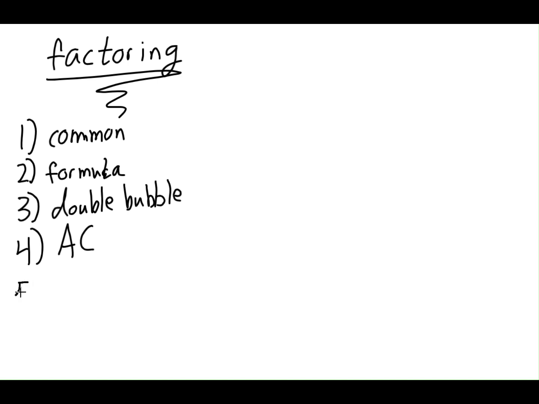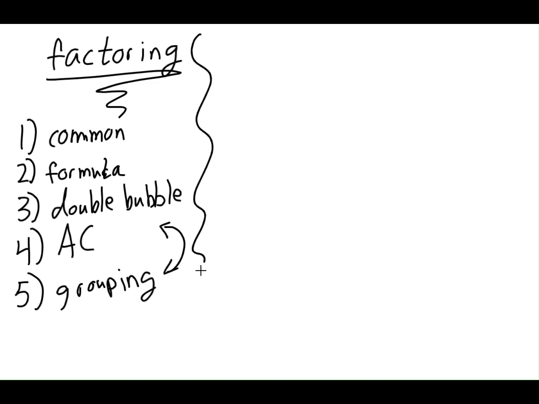And then if that fails, you can still try grouping. Now, AC and grouping are kind of together. AC actually is a way to turn it into grouping. So I'm going to talk about those together. But these are the ways that we factor. So now we've talked about that. Let's look at some examples, and I'll try to do some of each of these.